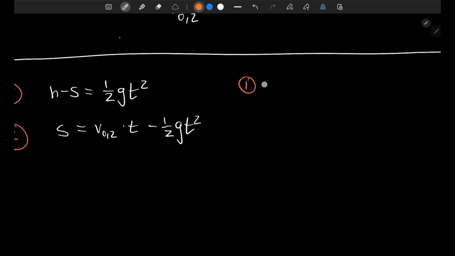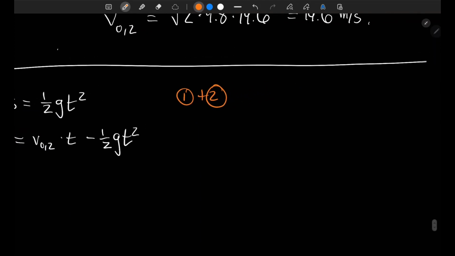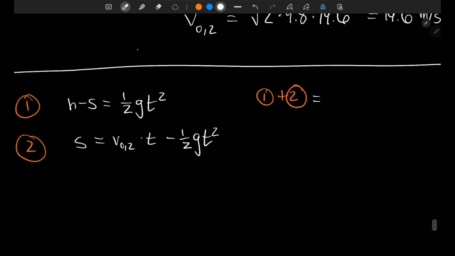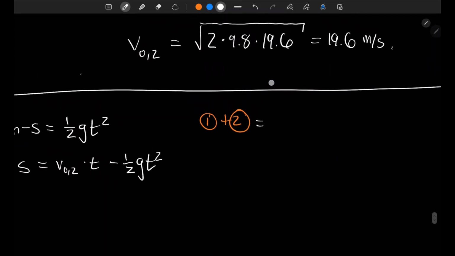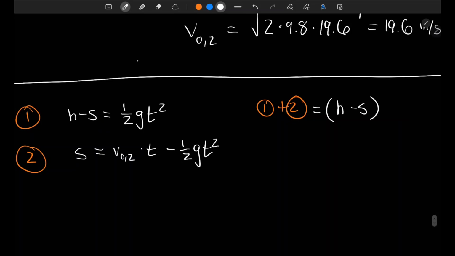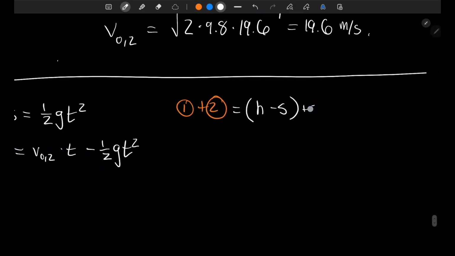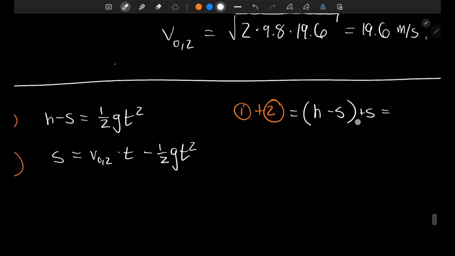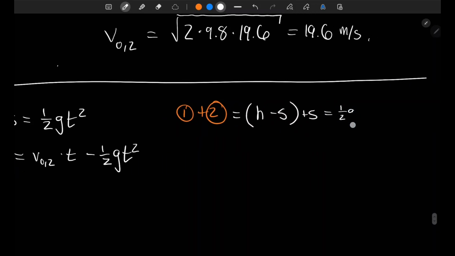So, if I take 1 plus 2, then if we add these two, we get, on the left-hand side, h minus s, right? That's just from 1, plus s is equal to 1/2 gt squared plus v0 2 times time. I'm going to have to move this over a bit.